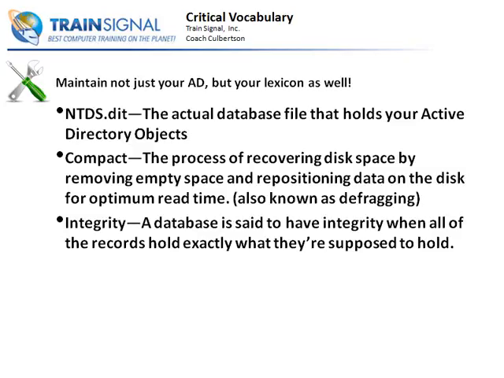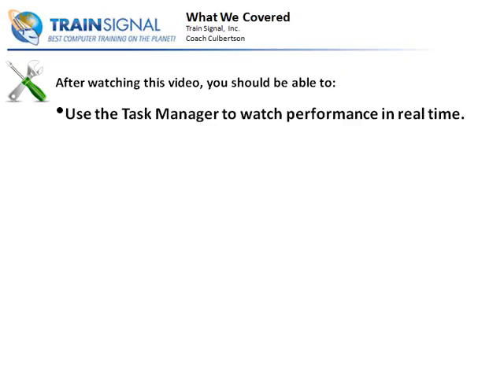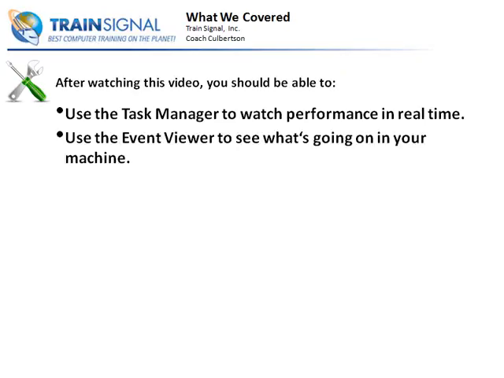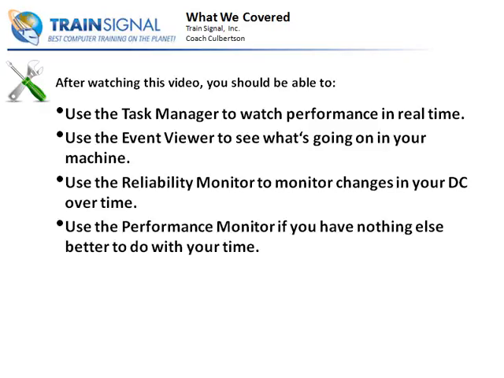Okay, all right, so moving on here, let's talk about what you should be able to do after watching this video. You should now be able to use the task manager to watch performance in real time, use the event viewer to see what's going on in your machine, and use the reliability monitor to monitor changes in your domain controllers over time. We showed you briefly how to use the performance monitor, and generally, like I told you earlier, there are better tools out there. You're probably going to use this if you have nothing better to do with your time and you have no other tools available to you.